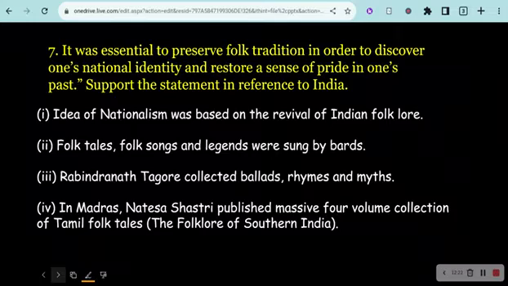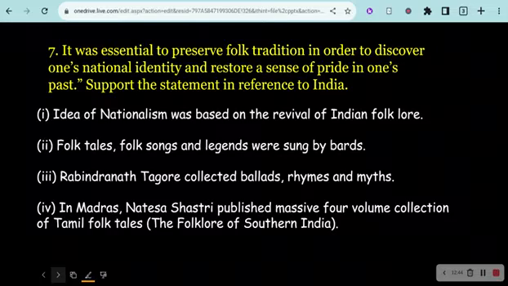All right. Seventh question. It was essential to preserve folk tradition in order to discover one's national identity and restore a sense of pride in one's past. Support the statement in reference to India. How is it related to India? How is folk tradition, why should we preserve it? How is it a national identity and all?